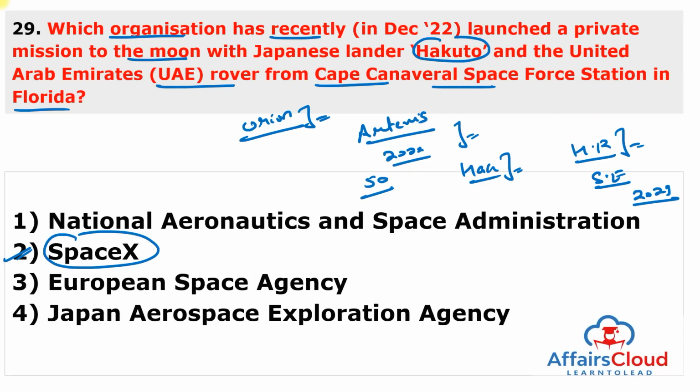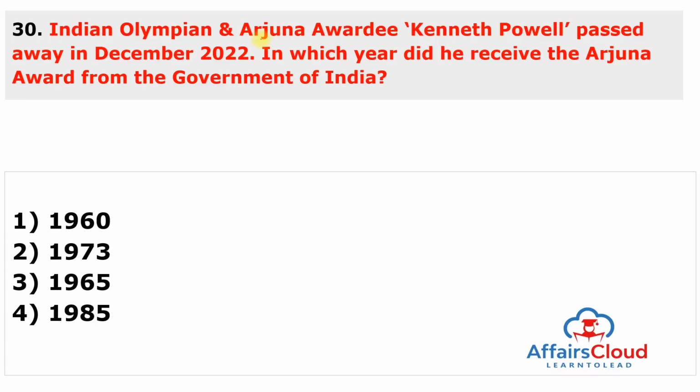Moving to next question. Indian Olympian and Arjuna awardee Kenneth Powell passed away in December 2022. In which year did he receive the Arjuna Award from the government of India? So remember, this year is 1965. Answer of this question is 3.